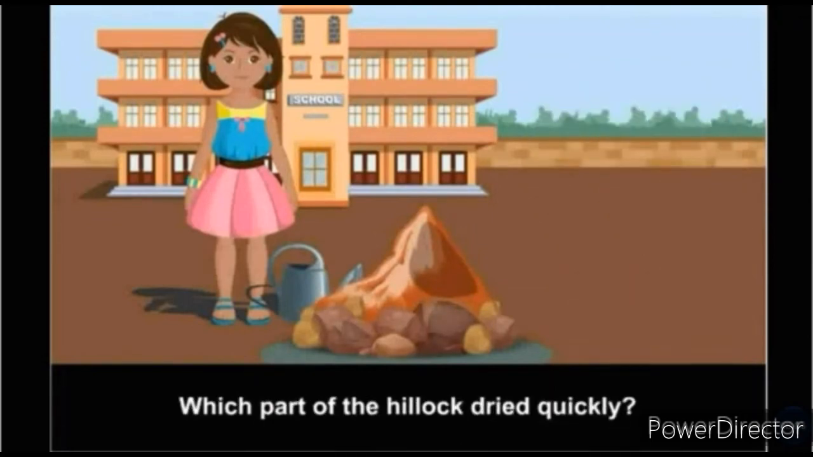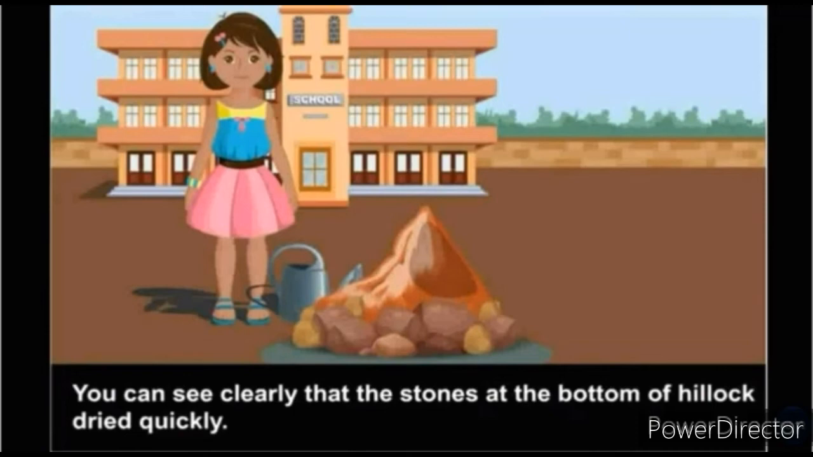Which part of the hillock dried quickly? You can see clearly that the stones at the bottom of the hillock dried quickly because from the stone the water flows away. That is why the water there dries quickly. Okay.